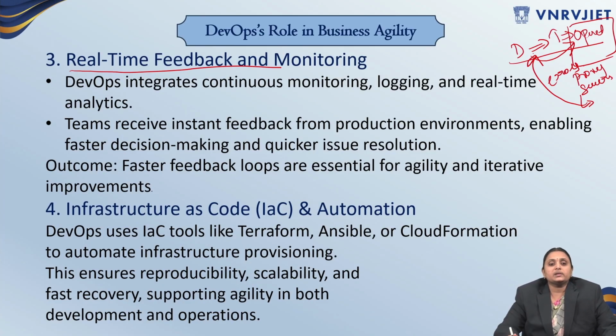Yes, the fourth point is infrastructure as code and automation. So IaC. DevOps uses IaC tools like Terraform, Ansible, or CloudFormation to automate infrastructure provisioning. This ensures reproducibility, scalability, and faster recovery, supporting agility in both development and operations too.